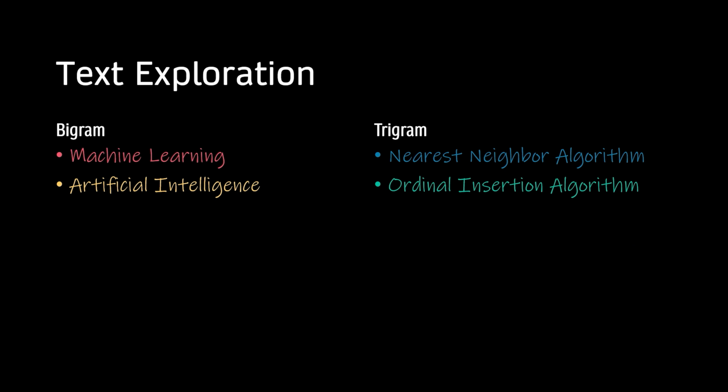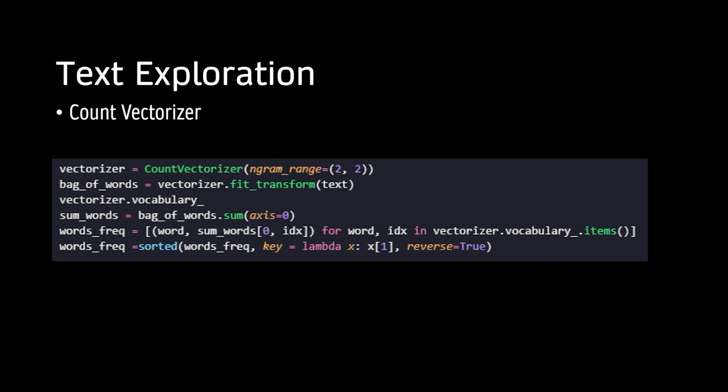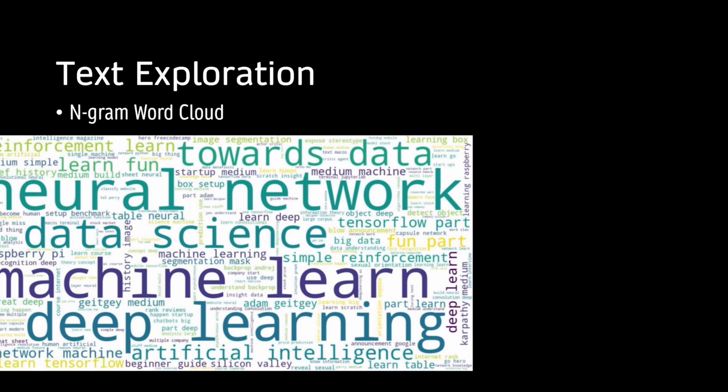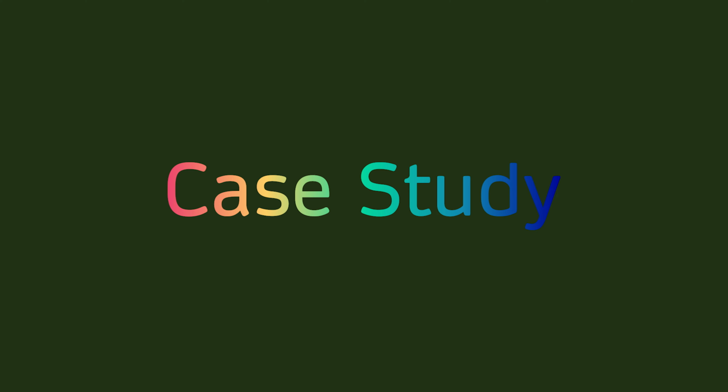To create a word cloud for n-grams, for example, bigram and trigram, we need to use a count vectorizer to transform the text and calculate the frequency of each n-gram. Then, we need to create a dictionary from the text and use the dictionary to generate the word cloud. An n-gram word cloud shows more insight compared to the unigram word cloud.